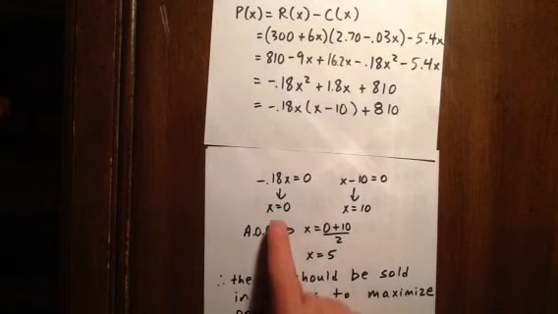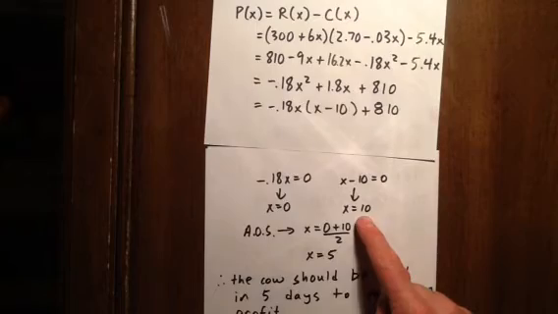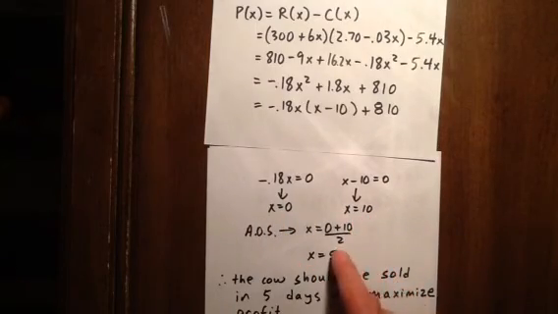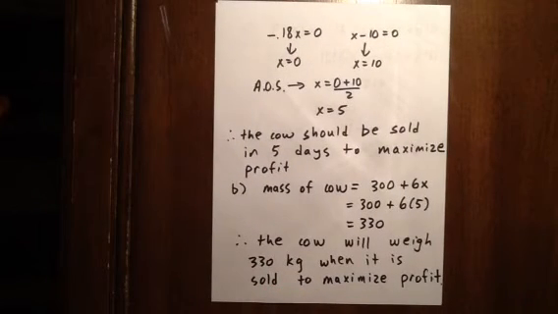So the method of partial factoring tells us that our axis of symmetry will be halfway between x equals 0 and x equals 10, which is at x equals 5. So what that means is that the cow should be sold in 5 days to maximize the profit.